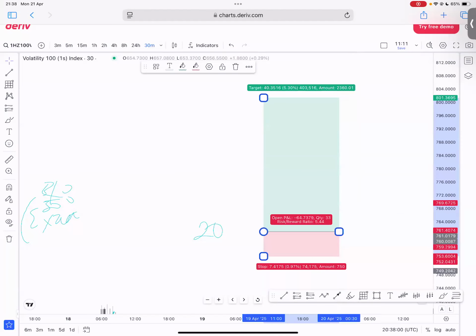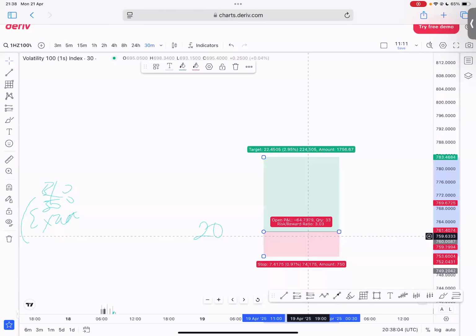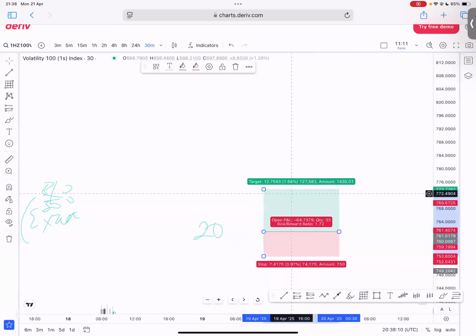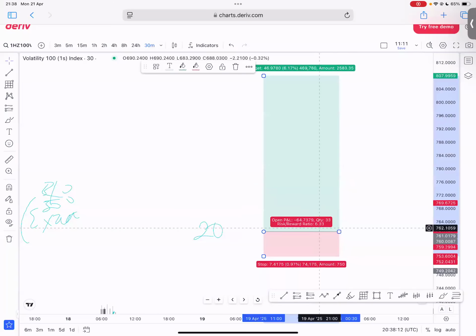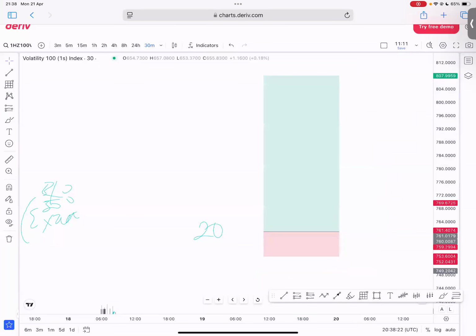You can see that in any way I place my targets, the risk to reward changes. For now, it is 1:3.03. For now, it is 1:1.72. For now, it is 1.33. So this is how you get your risk to reward ratio. After getting your setup, all you have to do is click on that, and then you get your RR.